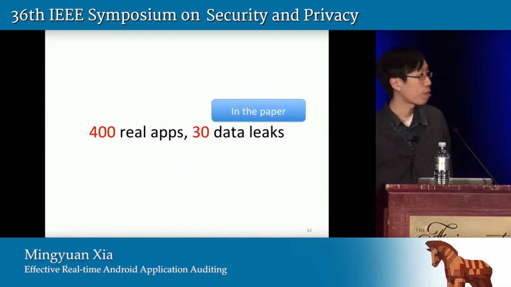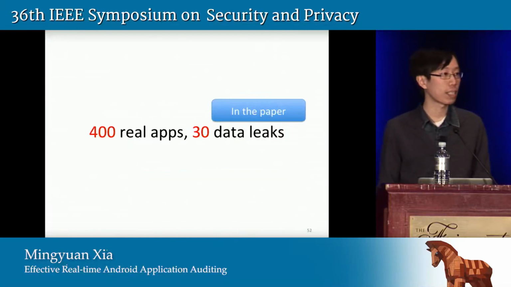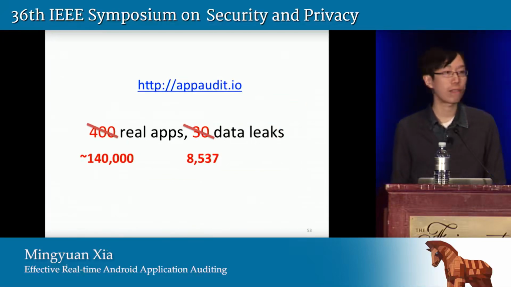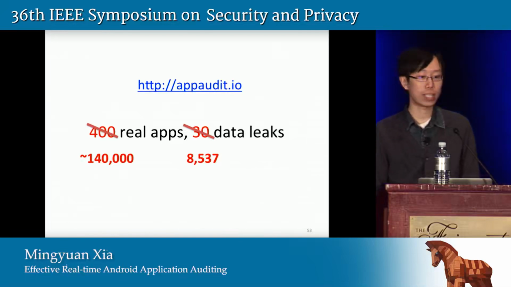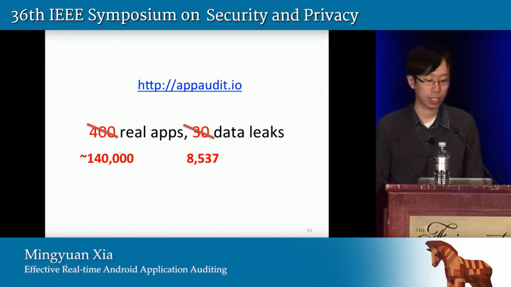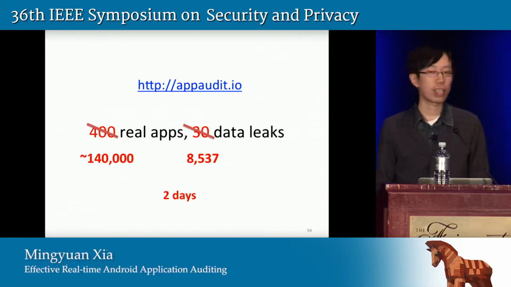So these results, the 30 data leaks, are discussed in the paper. We have set up a cloud scanning infrastructure, AppAudit.io. We have now scanned over 140,000 apps, and we have uncovered more than 8,000 data leaks. It takes us slightly less than 2 days to finish all of them with 3 medium-class blade servers.